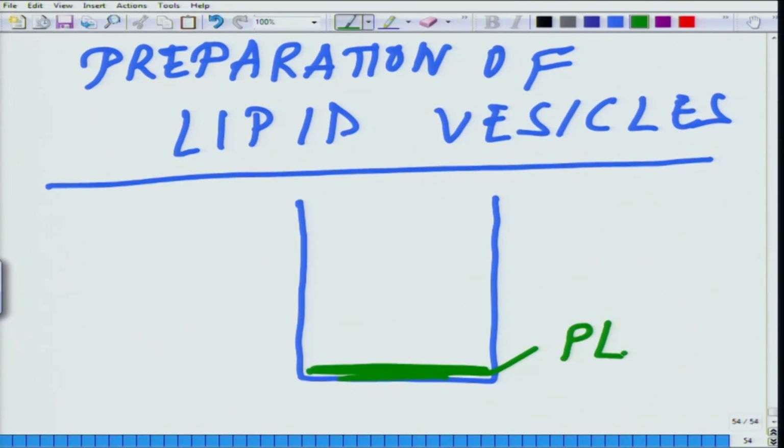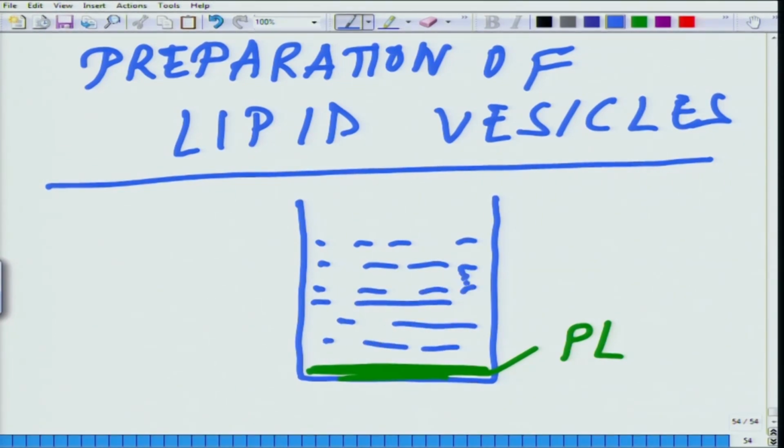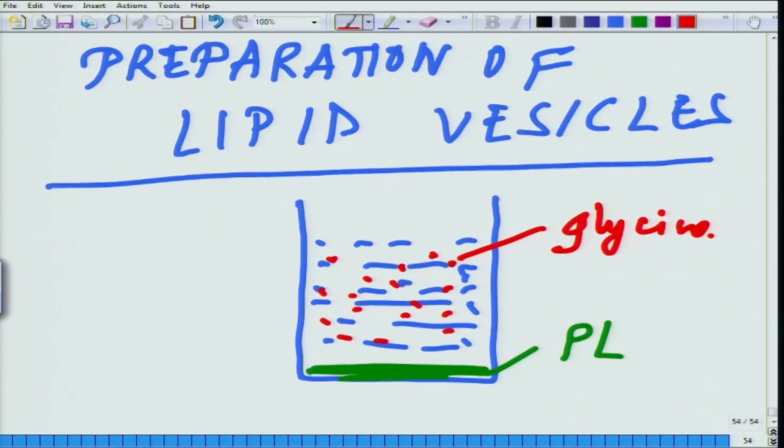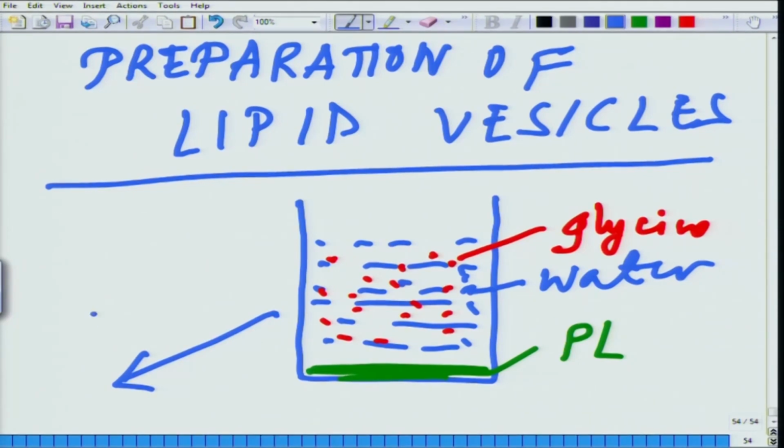PL. On top of that, you add water, and in this case I am adding a small amino acid called glycine. And this is water. What you do with this is you sonicate it. Sonicate means you agitate it at a very, very high sound frequency.